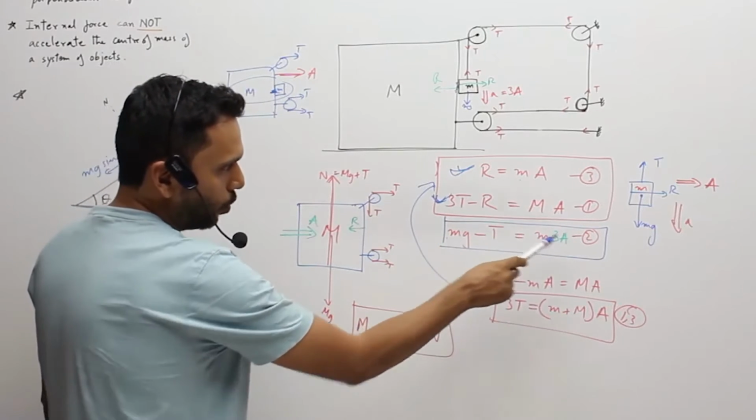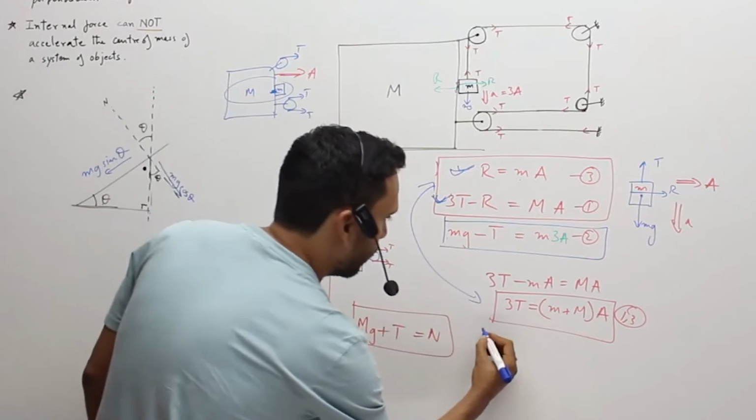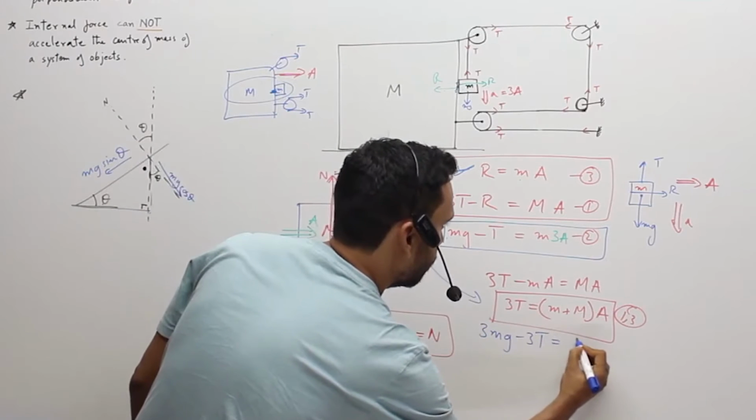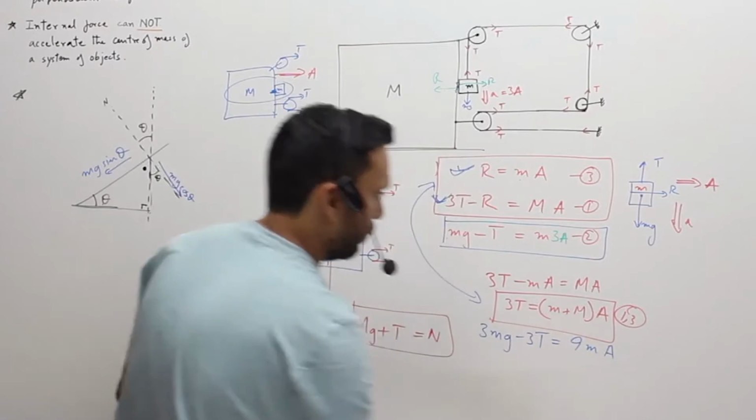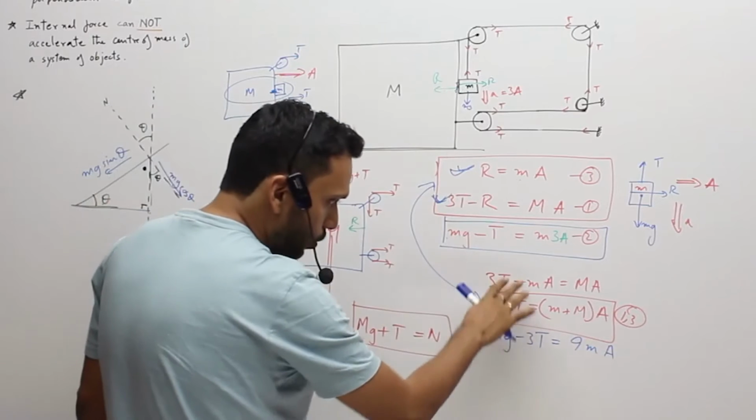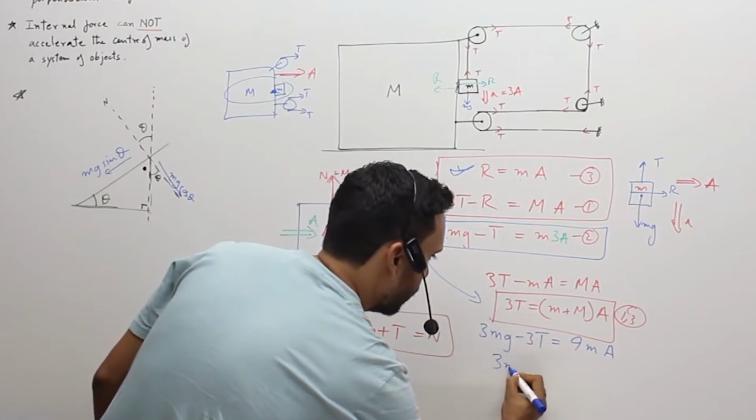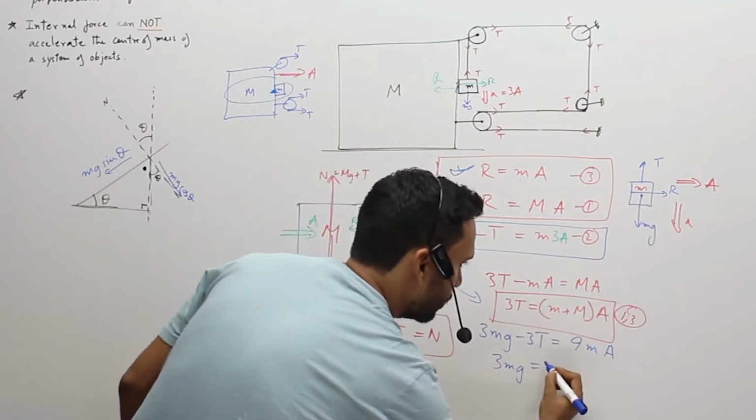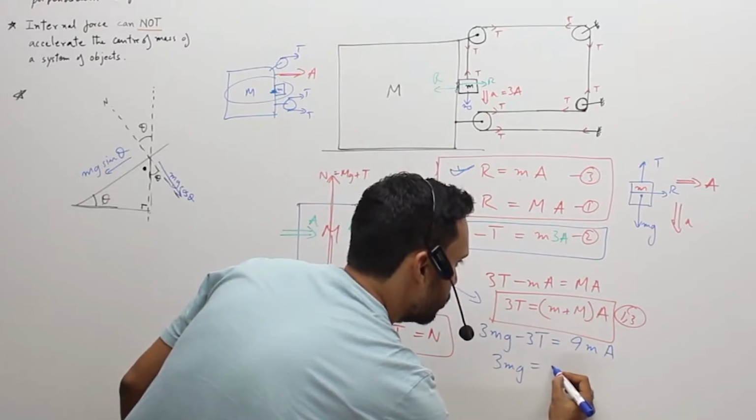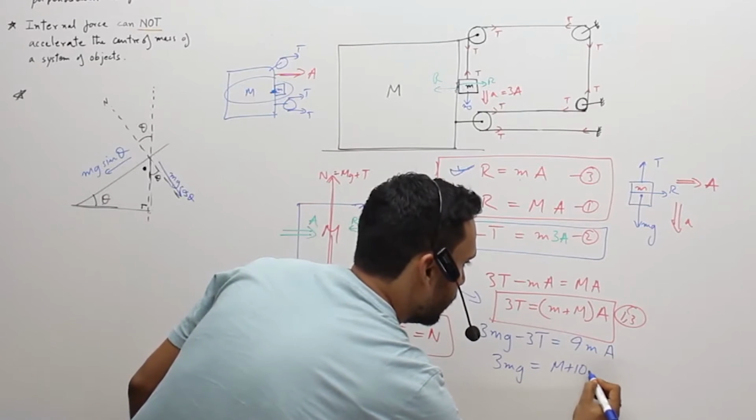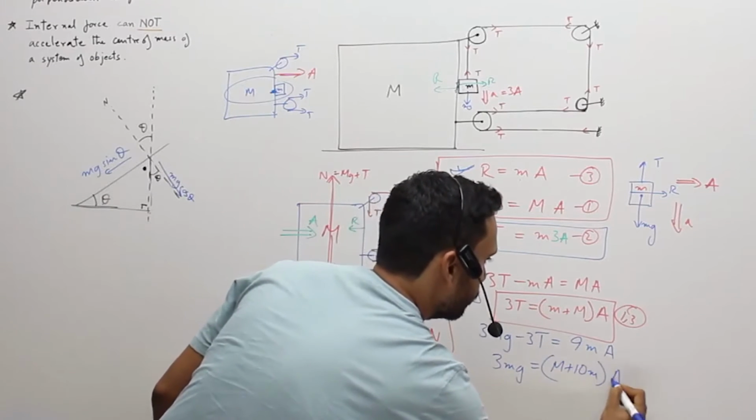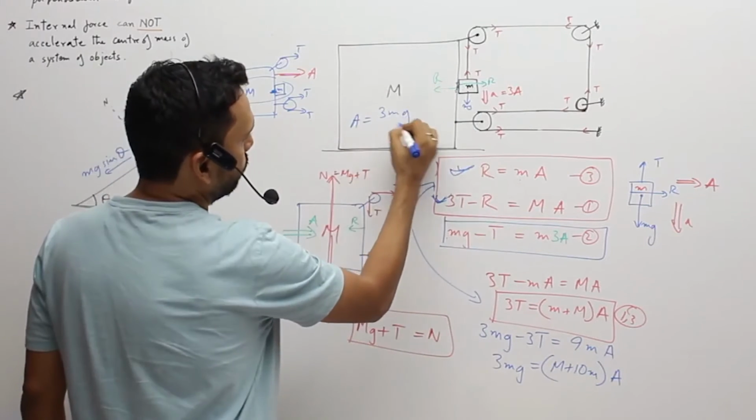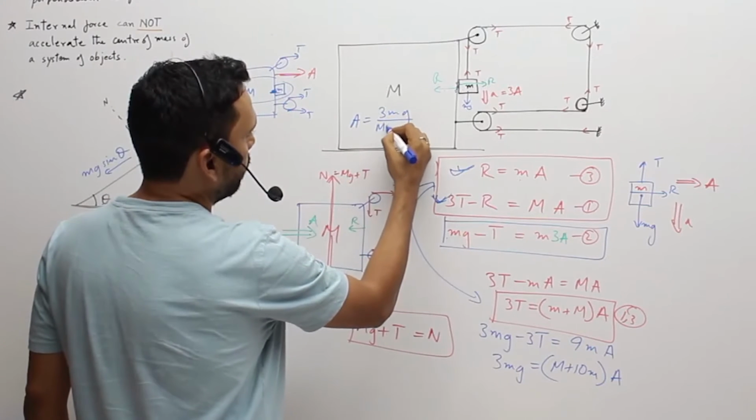So these two equations, if you solve, you are going to get your answer, because the only variables are T and A over here. So you can multiply the whole of this equation 3 times, and you'll get 3mg minus 3T is equal to 9ma. So on adding the two equations, what you get is 3mg is equal to 9ma plus ma, that is your 10ma. So it is m plus 10m A.